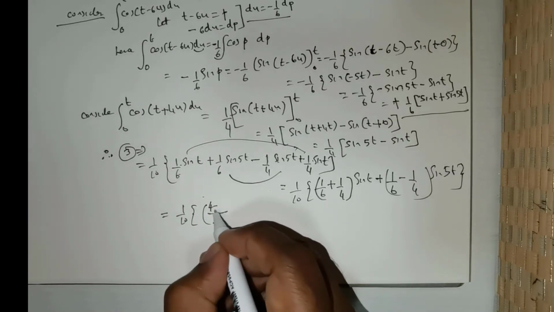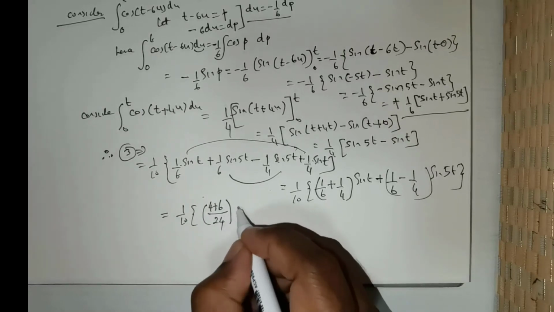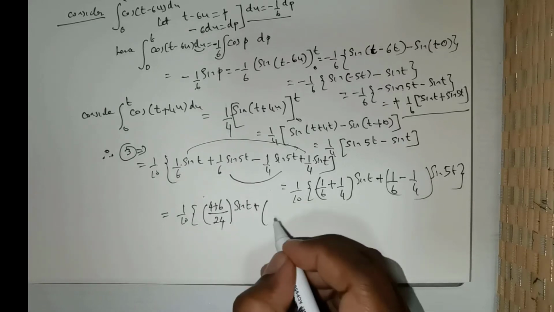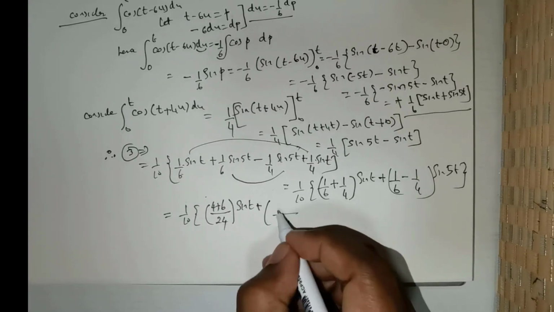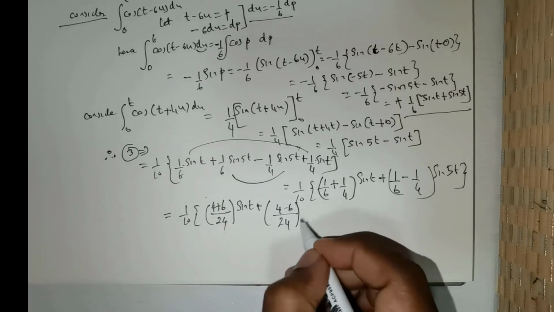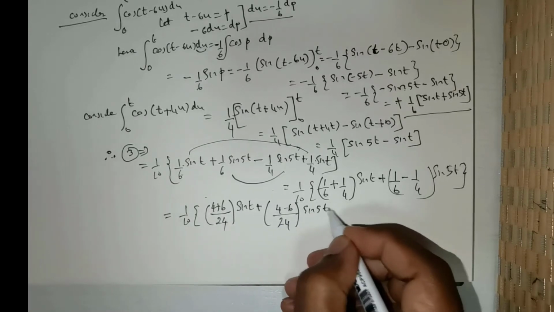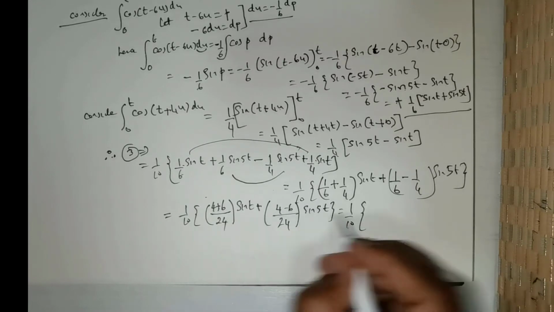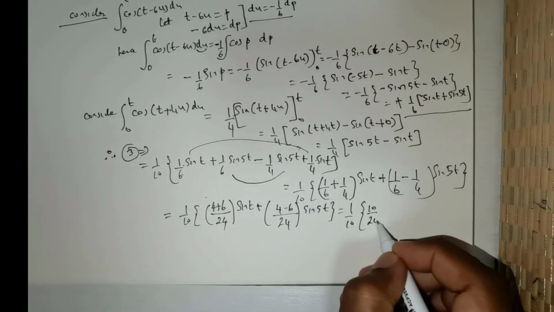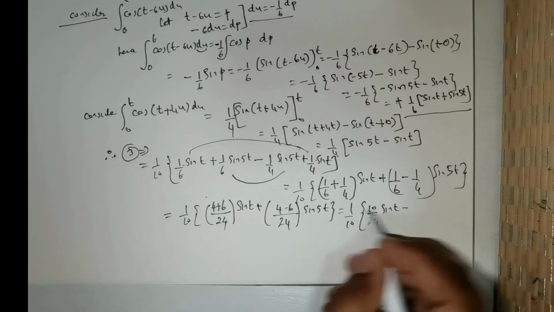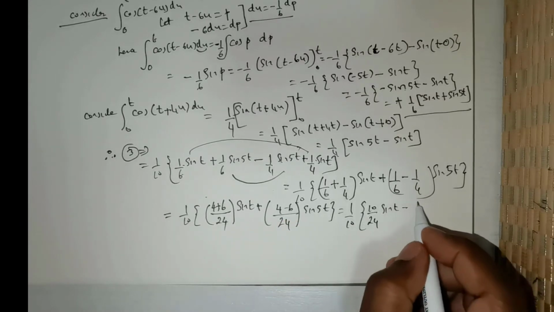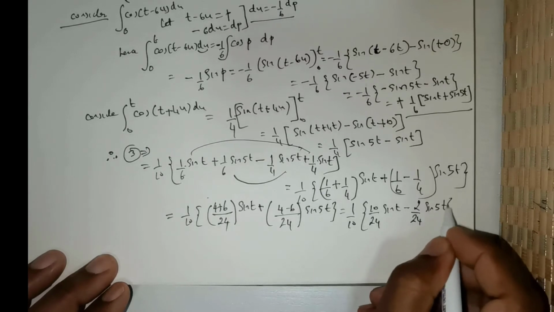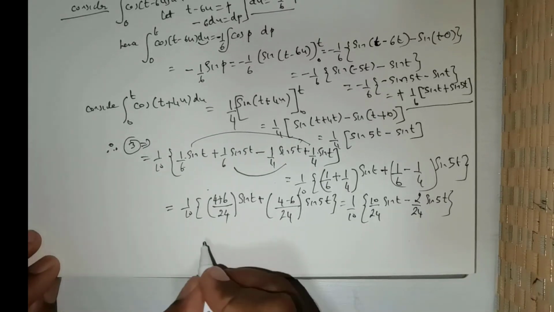So this is going to be 4 positive 6 times sine t, and this is going to be 4 negative 6 times sine 5t. So I can rewrite this as 1 over 10 times 10 divided by 24 sine 5t. This is going to be negative, so it's going to be 2 over 24 times sine 5t. Of course you can simplify this.